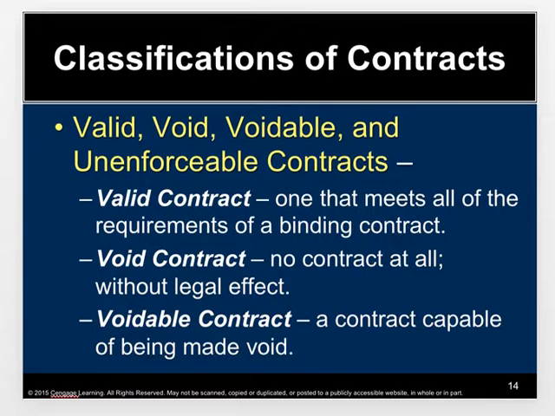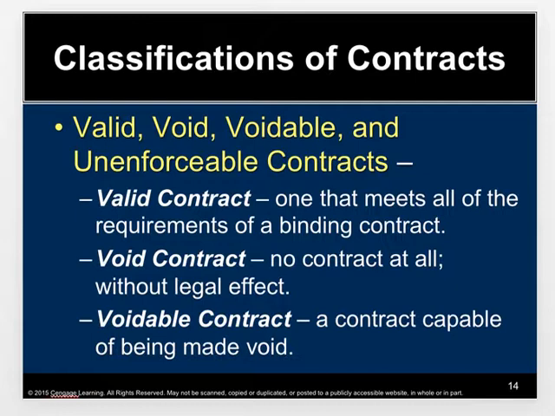Here's the slide I wanted to get to before, the difference between valid, void, voidable, and unenforceable. It's important to understand the difference between each of those, because although they're very similar, and some of those anyway have very similar effects, they are different. The first and most common is that you have a valid contract, and that's simply a contract that meets all of the requirements of a binding contract, right? So you have mutual assent, you have consideration, and so forth.